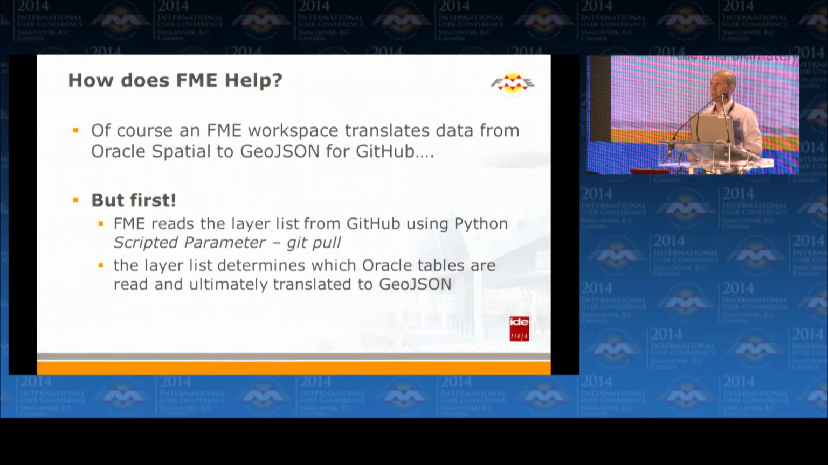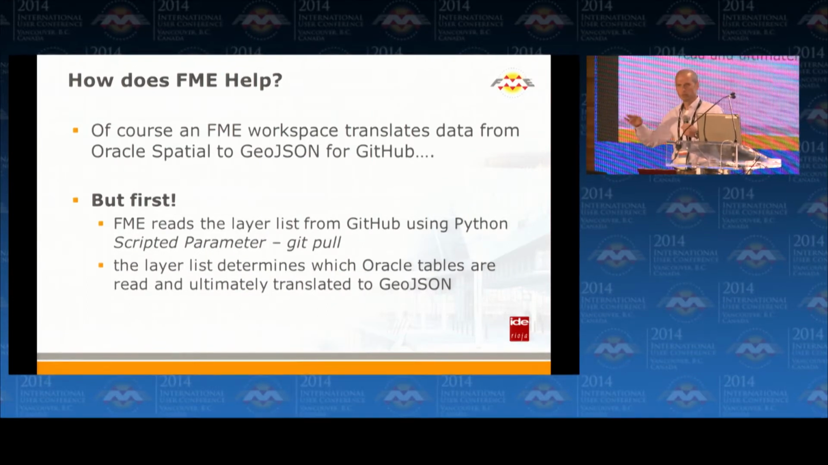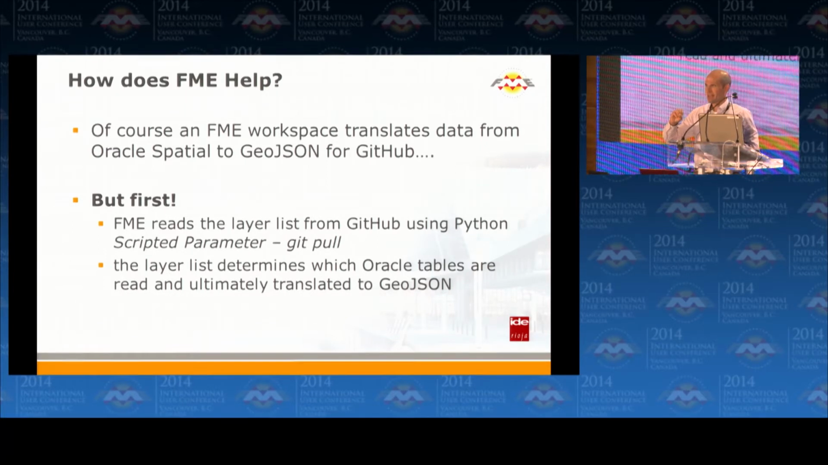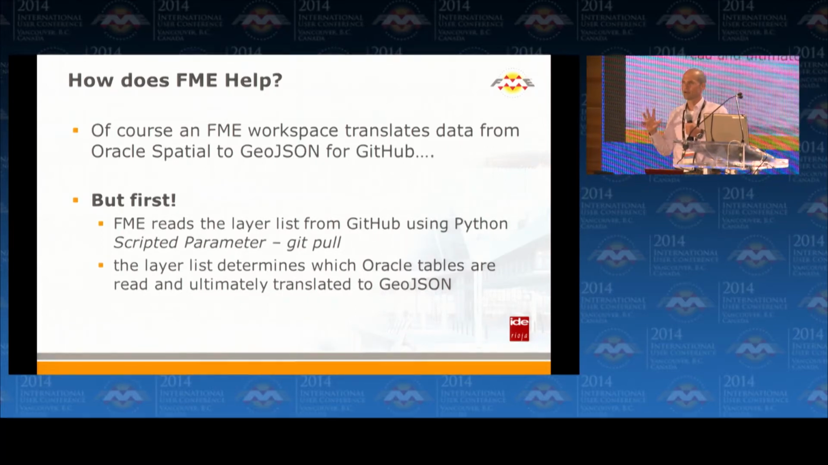How does FME help? This is really meant to be an FME story. So of course, we know FME is a tool for data translation. So you can imagine that their key spatial data store is Oracle Spatial. So we can picture FME being used to translate data from Oracle Spatial into GeoJSON so that it can get moved into this GitHub repository.